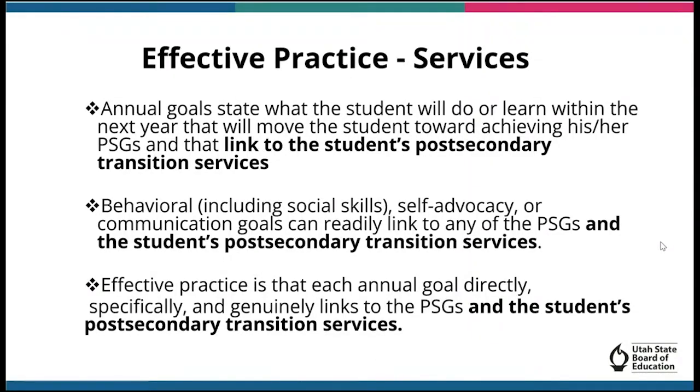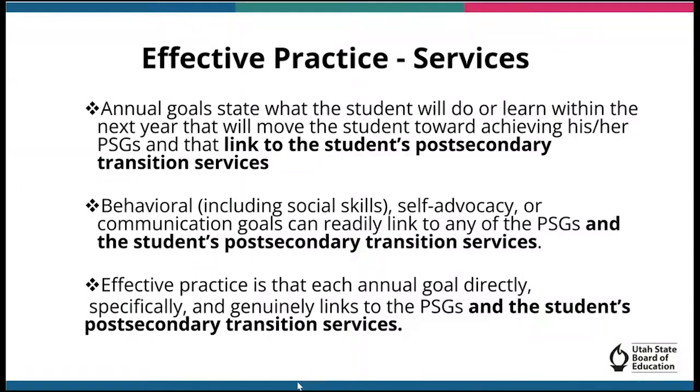Here are some effective practices to consider when helping the student develop their annual IEP goals. Annual goals state what the student will do or learn within the next year that will move the student toward achieving his or her PSGs, and that link to the student's transition services. Behavioral goals, including social skills, self-advocacy, or communication goals, can readily link to any of the PSGs. Effective practice is that each annual goal directly, specifically, and genuinely links to the PSGs and is supported by a specific transition service.